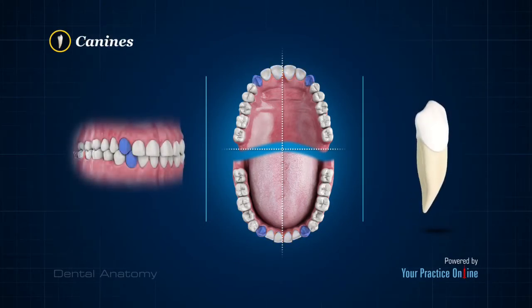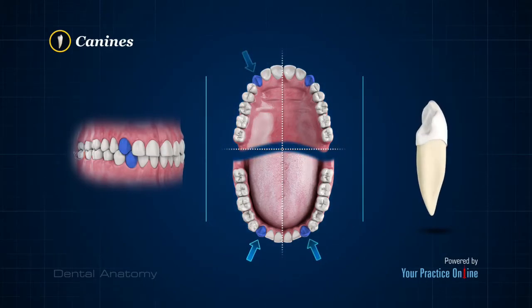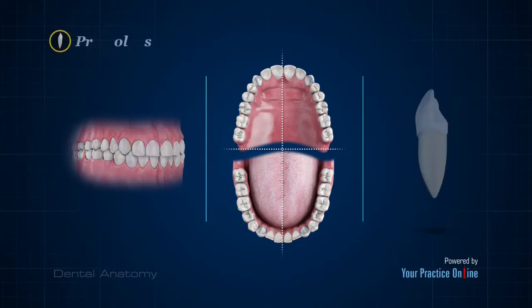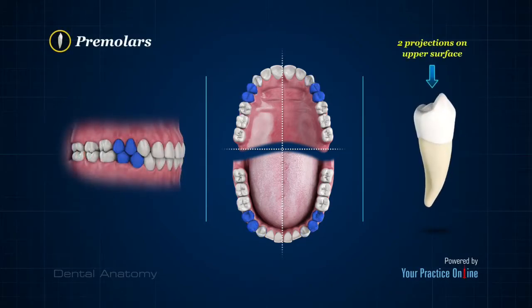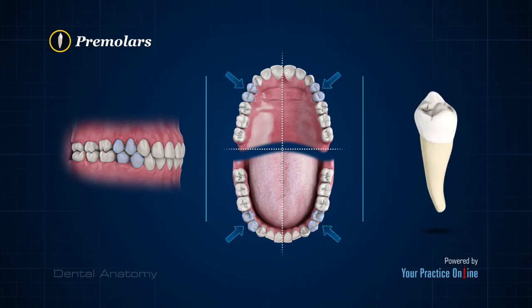Canines. Canines are single, pointed teeth. There is 1 canine present in each quadrant at the side of the incisors. Canines help hold and tear food. Premolars. Premolars have 2 projections on their upper surface. There are 2 premolars present in each quadrant, just after the canines.